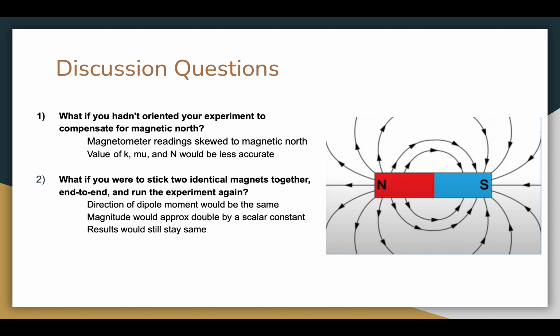And if I were to stick 2 identical magnets together end to end and run the experiment again, the length of the magnet would be minimal, but the direction of the magnetic dipole moment would be the same. Though we expect the magnitude of the magnetic field at surrounding points to be approximately doubled by some scalar constant, the results will be the same with only the magnetic dipole moment changing.